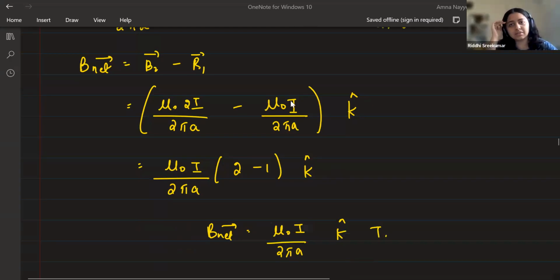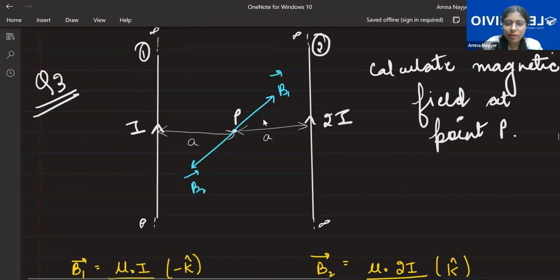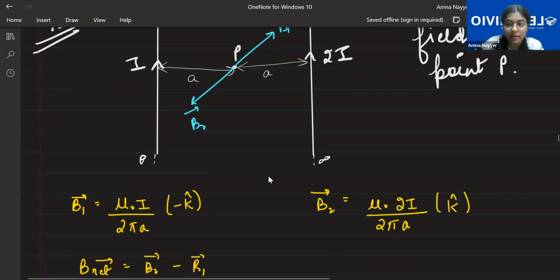I have a question. After subtracting, we're just taking it as k cap? Is it because there is one minus k cap and there's one plus k cap? See, when you have the magnetic field present like this, the net magnetic field will be either along the positive z axis or negative, because this is along the z axis. So k cap will be there. But now, determining in which direction will it be?